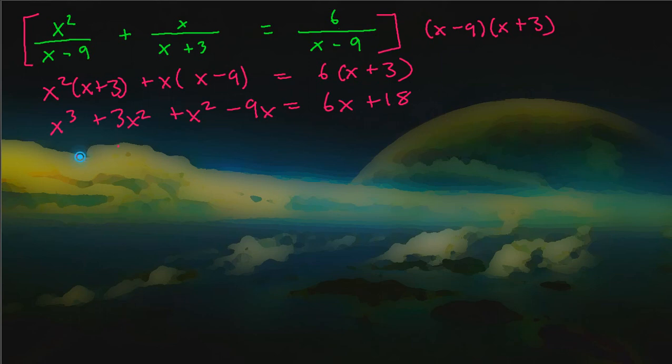Now I'll get everything to one side. This will be 4x squared. When I subtract the 6, I'll get negative 15x, and I subtract the 18. So I do have a cubic, so I'm going to go ahead and graph it. Now I'm going to go ahead and note I can't get -3, nor can I get 9. If I get those, it's wrong.